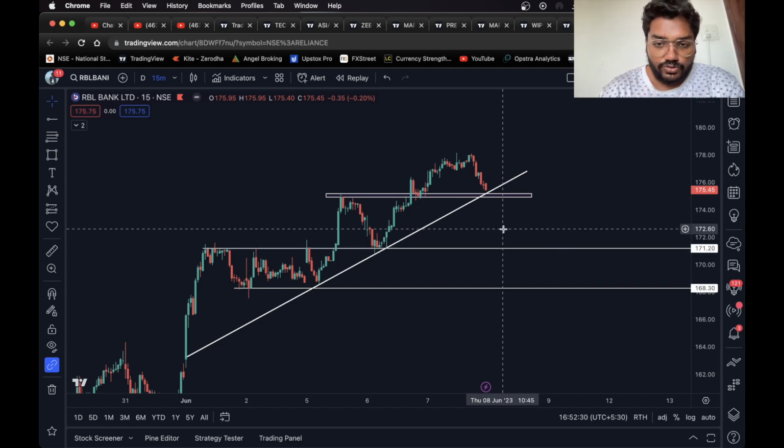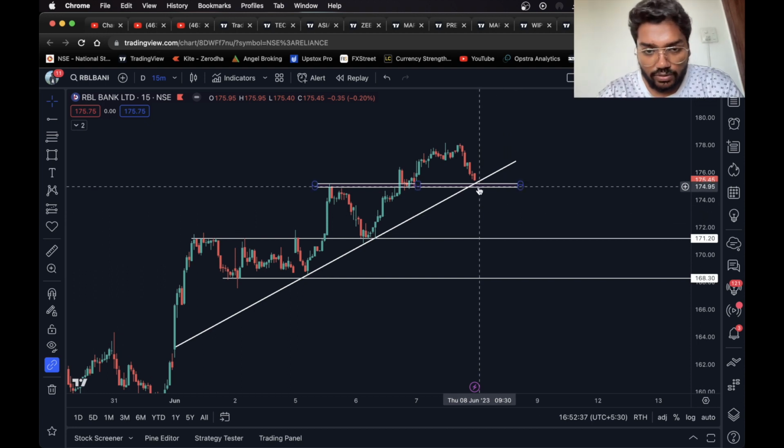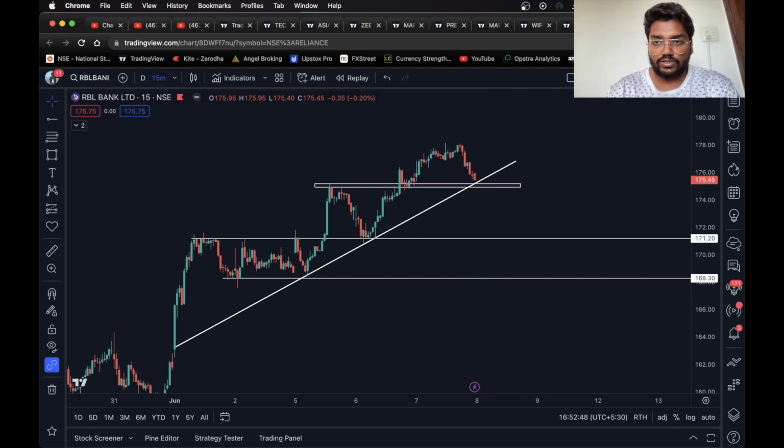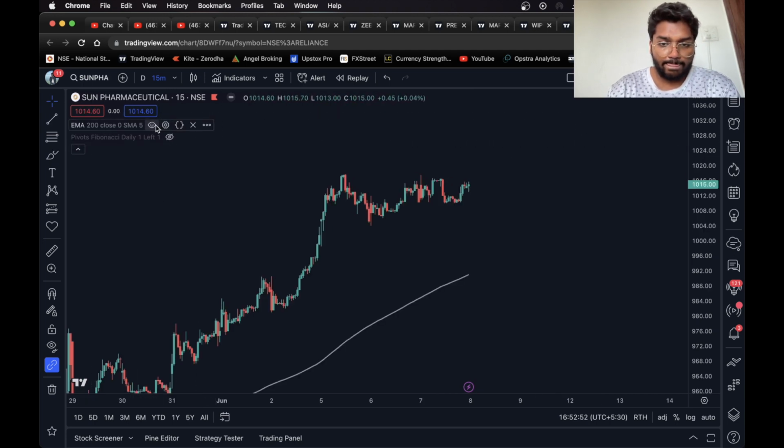Okay, so this is for RBL Bank. I don't think I will look for a long trade over here because the reversal trade looks much stronger here. So I'm only going to tell you about the short side in this one. Once it breaks this trend line and sustains below this horizontal level, you can take a short trade. You can consider this as your target. Okay, moving on to the next one, we have Sun Pharma.